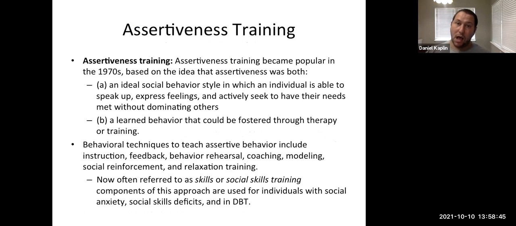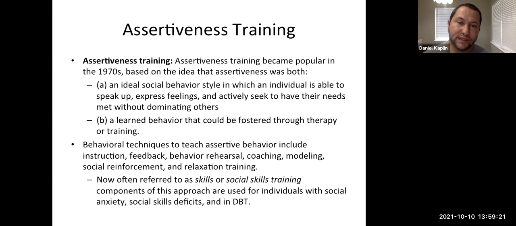So this model of treatment or assertiveness training became pretty popular in the 1970s. And it's based on an ideal that there is an ideal social behavioral style where a person can speak up appropriately, they can share their feelings, and they can advocate for themselves or their needs without dominating other people. We believe that this can happen through learning in therapy or training.